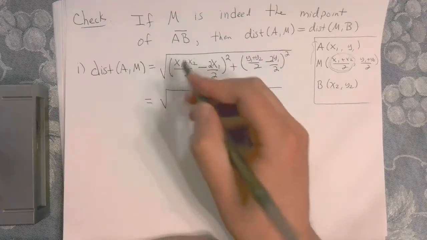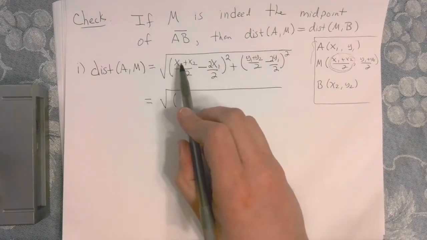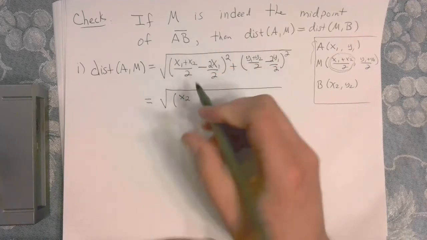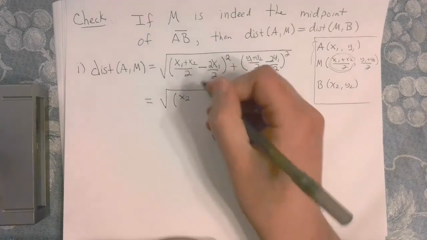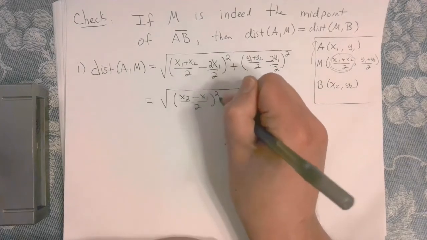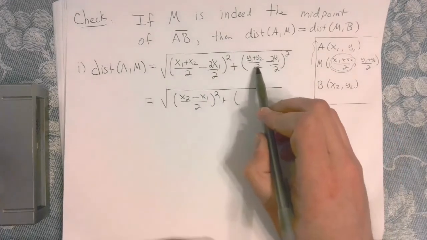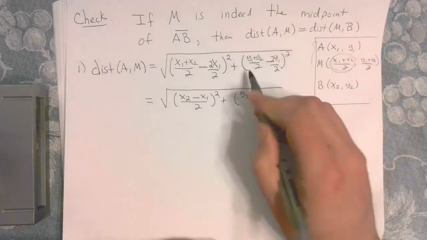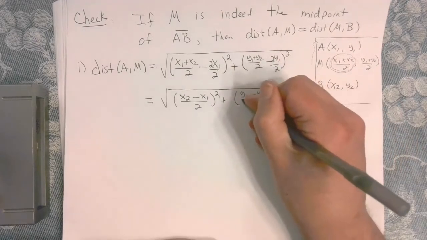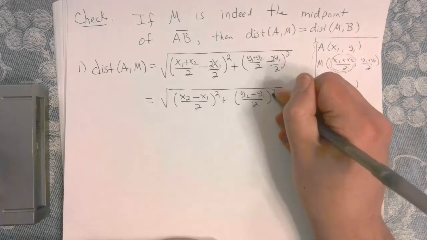Okay, so what combines? So let's see here. So I'll have an x2, and x1 minus 2x1 should be minus x1. That's over 2, quantity squared. And here, so I have y2, and then y1 minus 2y1 is exactly minus y1. That's over 2, quantity squared.